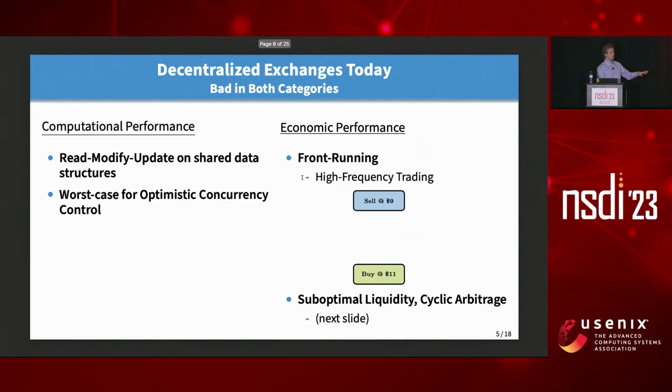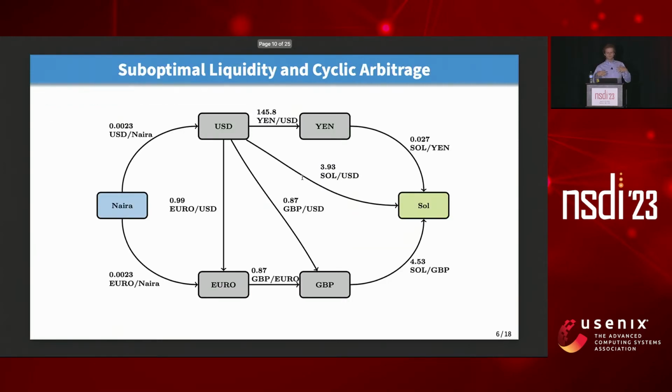Why? On the computational side, every transaction is a read, modify, update operation on a small set of shared data structures. This is the worst case for things like optimistic concurrency control and traditional software scaling techniques. On the economic side, this leads to a lot of front running, often seen as what's called high-frequency trading. A well-connected network participant can insert transactions between user transactions and siphon off liquidity from the network and add computational load to the exchange.